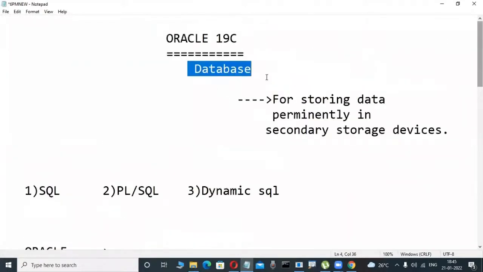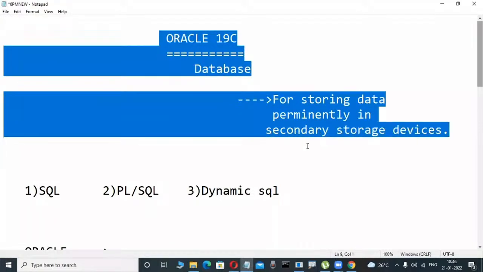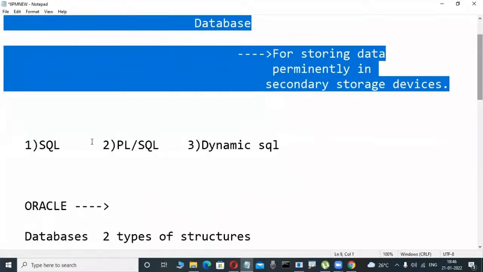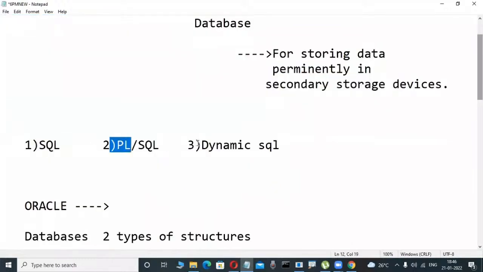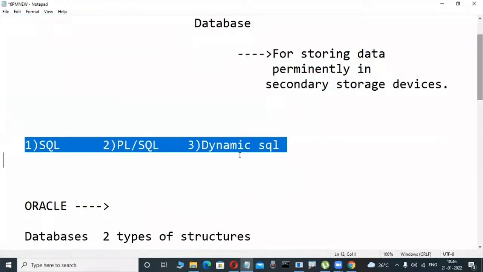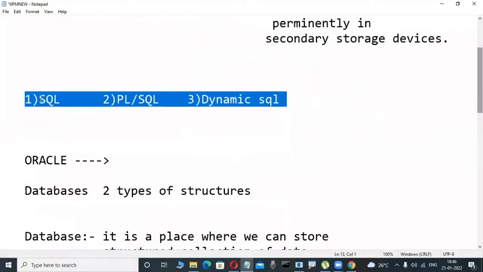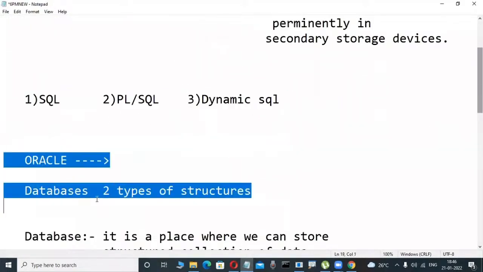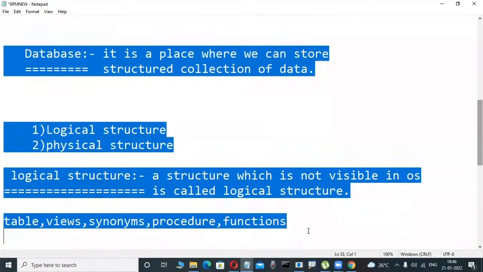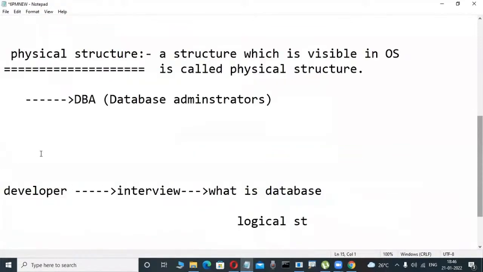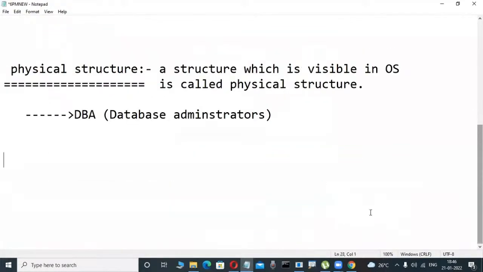What is the purpose of databases? Not only storing data permanently, but also retrieving and fetching the data efficiently from some place. To operate this Oracle software, we use SQL, PL/SQL, and dynamic SQL languages. Anywhere you learn an Oracle course, they teach these three things. That is a very small thing I'm telling. Okay, fine. Now check it out. Observe it here.